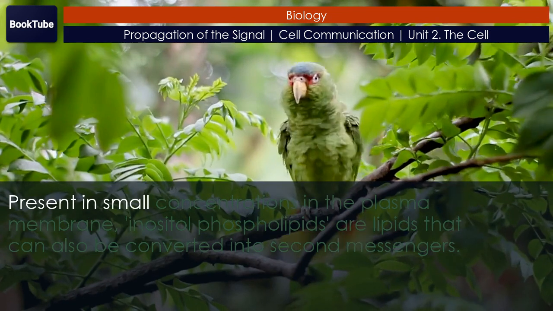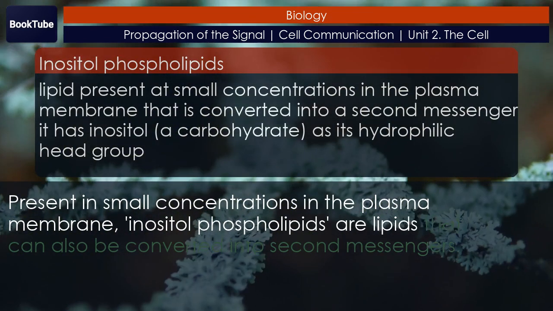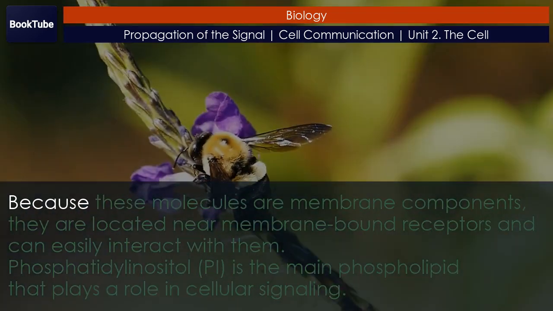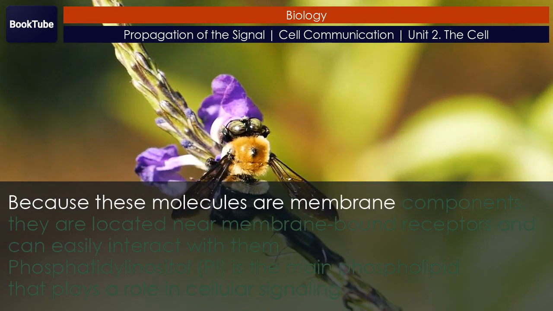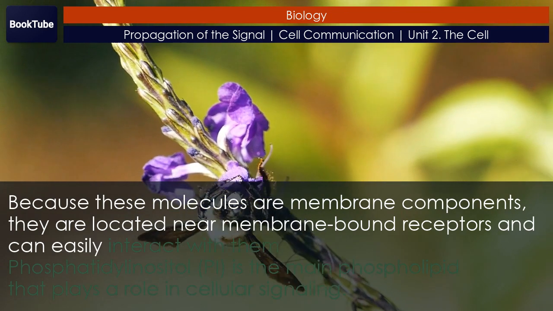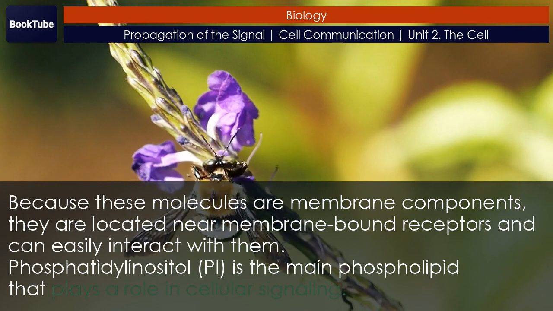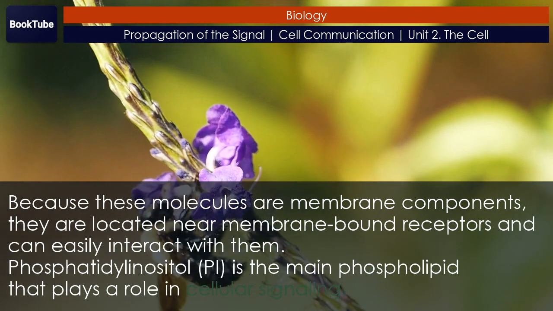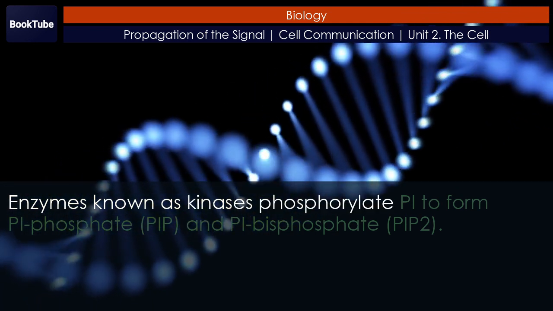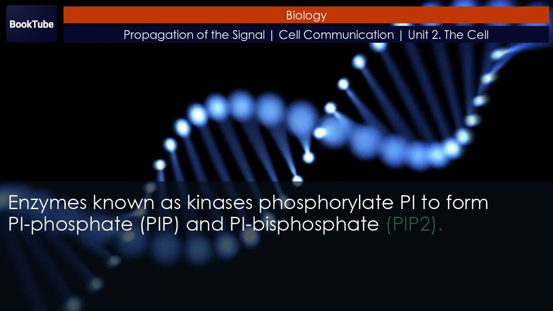Present in small concentrations in the plasma membrane, inositol phospholipids are lipids that can also be converted into second messengers. Because these molecules are membrane components, they are located near membrane-bound receptors and can easily interact with them. Phosphatidylinositol, PI, is the main phospholipid that plays a role in cellular signaling. Enzymes known as kinases phosphorylate PI to form PI phosphate, PIP, and PI bisphosphate, PIP2.